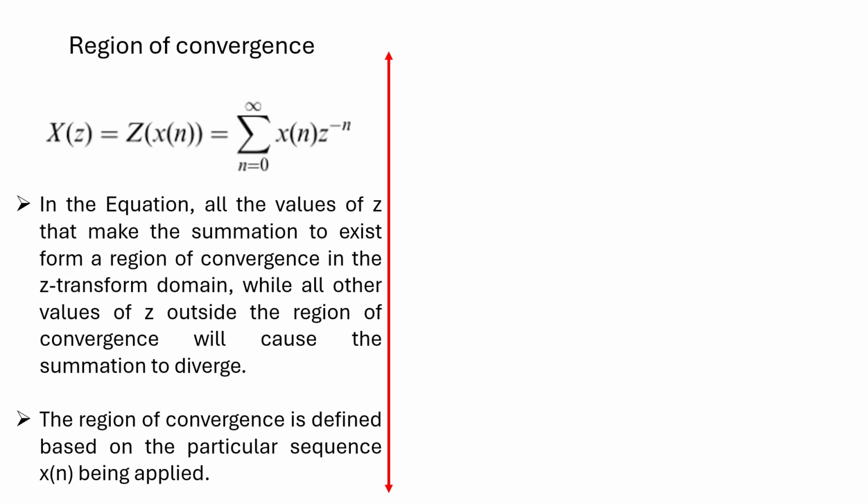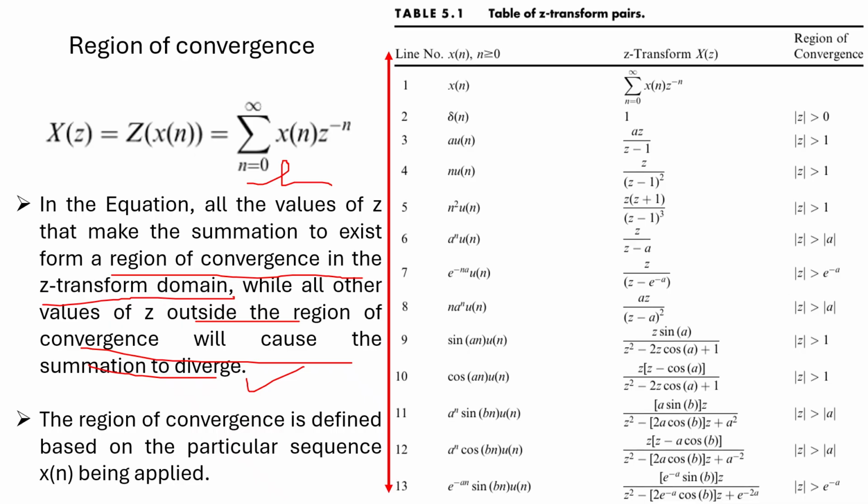What is the actual background of this question? The region of convergence is another important topic; options B and C are related to it. The region of convergence is the set of all values of z that makes the summation exist in the z transform domain. Outside the region of convergence, the values of z will cause the summation to diverge. That is the reason we have to find it. So here is the table.